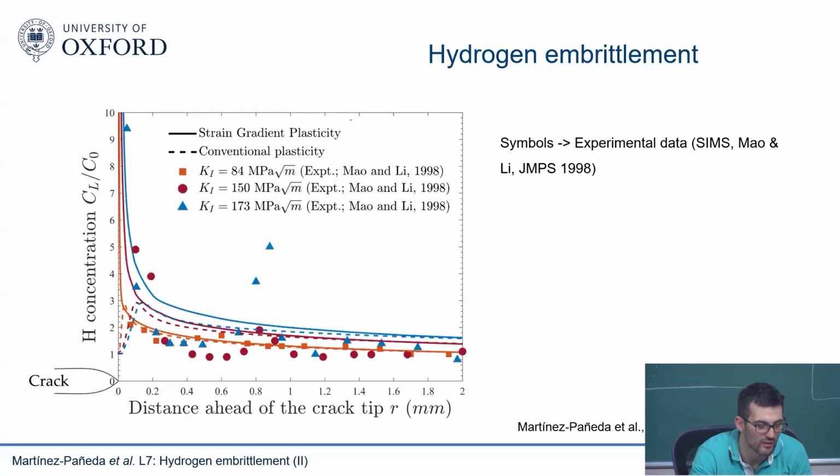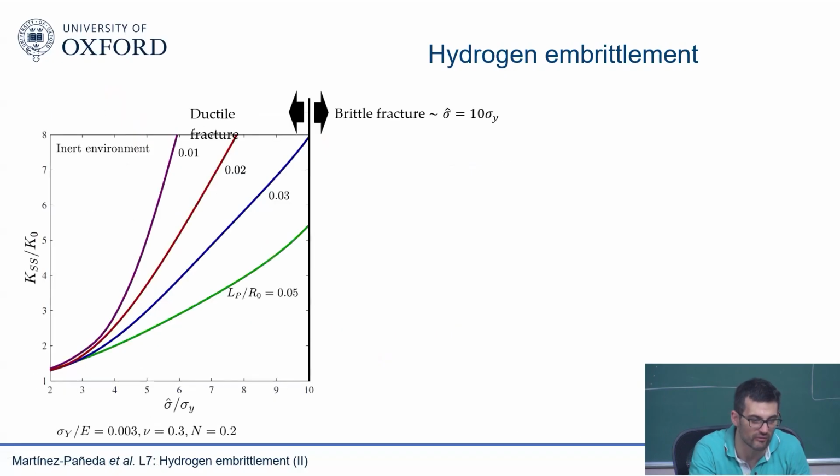People are measuring very large hydrogen concentrations near crack tips, and only when you account for the gradient effects can you capture this. So that's already a point in the right direction, but let's see if this matches. This slide has moved a little bit, I don't know what happened, but anyway, this is the point.